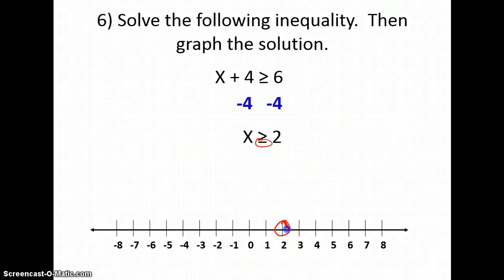Since it can equal 2, I'm going to shade in my circle and ask myself, is 1 greater than or equal to 2? No, it's not. Is 3 greater than or equal to 2? So does 3 make this statement true? And the answer is yes, it does. So I'm going to darken my number line in the direction of 3 and getting larger. So it's going to go to the right.